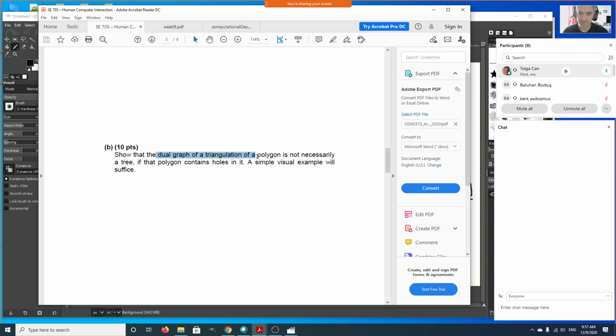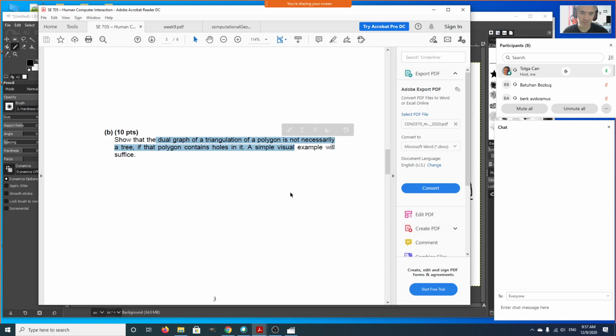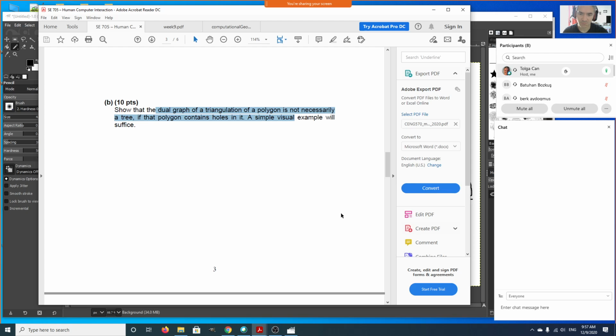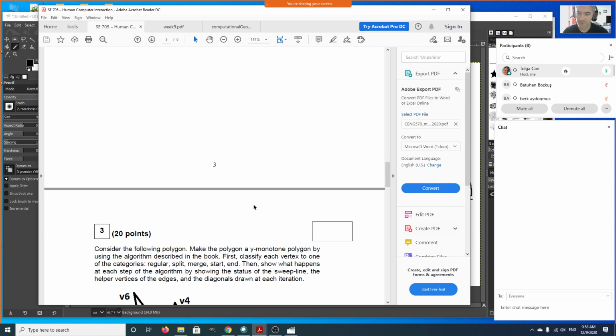So the dual graph, this question was real simple. Everybody got full credit. You just draw a polygon with a hole in it. When you draw the dual graph, you see that it contains a cycle. So therefore, it's not a tree. That was an easy question.